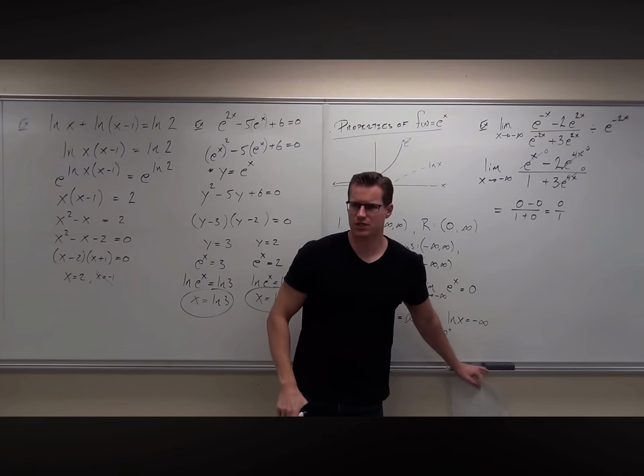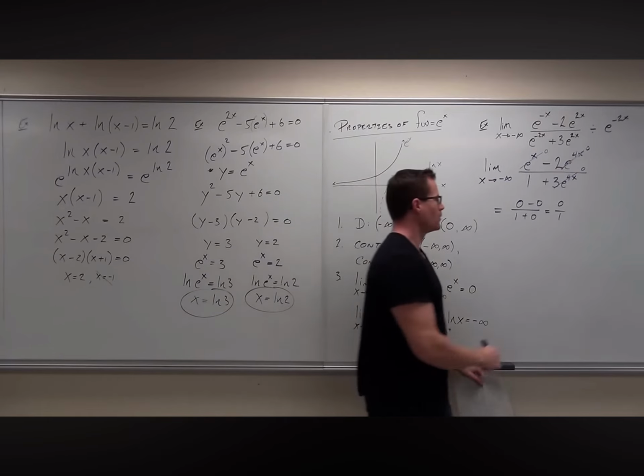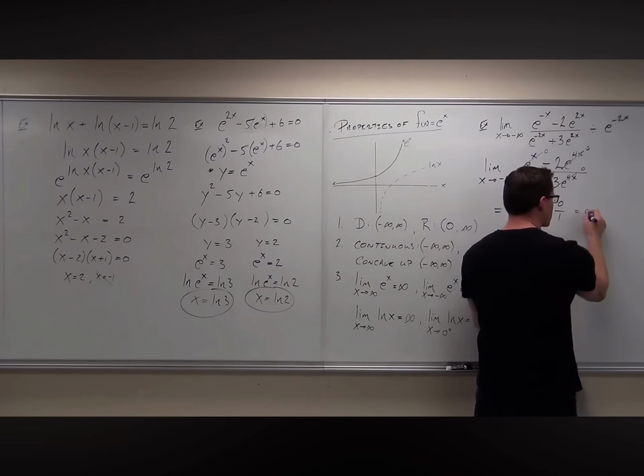Would it be okay to have 1 over 0? No. Okay, so that's why we divide by the largest power in the denominator, not the numerator. What's that give us? 0. This limit is 0.